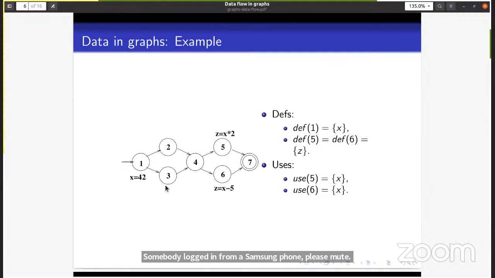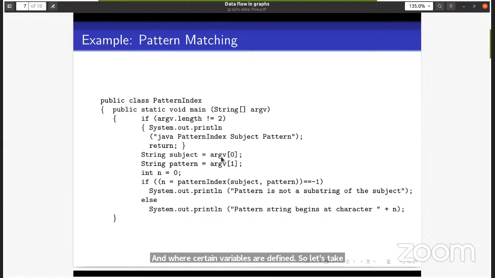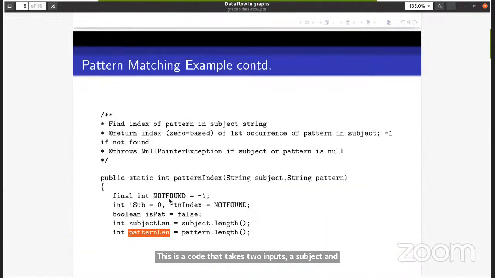Yeah, so what does data flow do? It takes the control flow graph and it identifies, based on the code, where certain variables are used and where certain variables are defined. So let's take the same pattern matching example. This is a code that takes 2 inputs, a subject and a pattern, and it tells you whether the pattern is found in the subject or not.